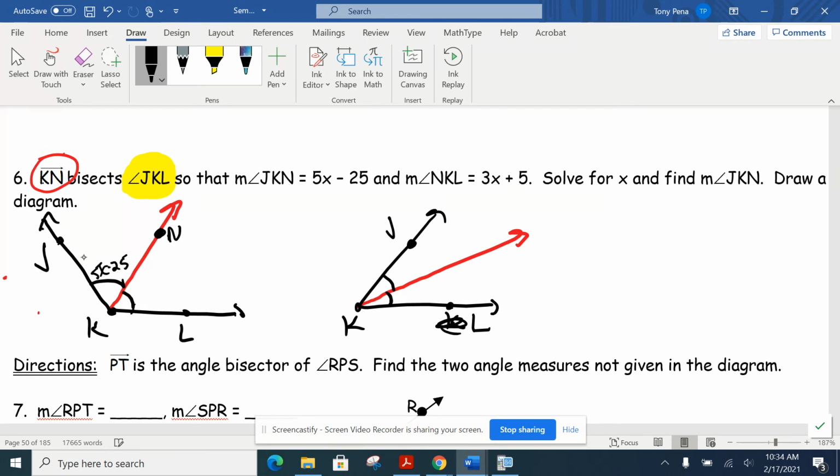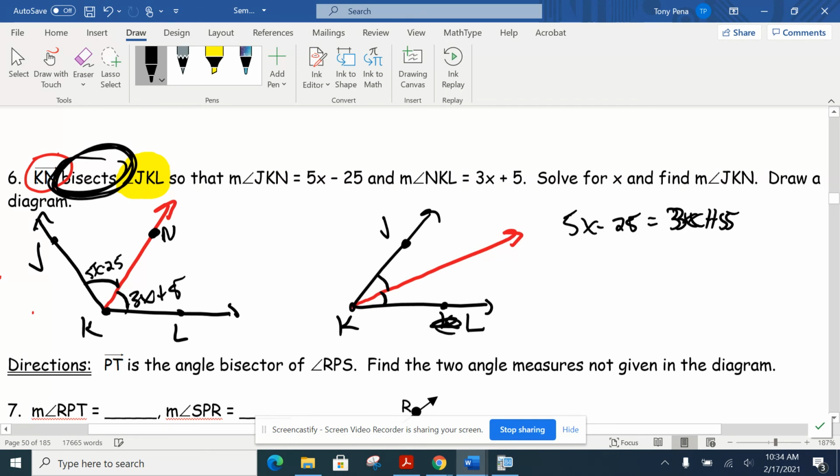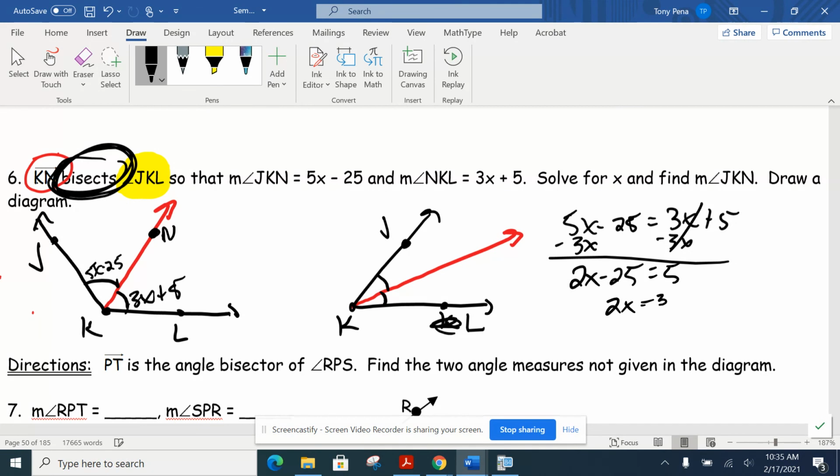And then NKL, that's 3x plus 5. Those have to be equal to each other if that big angle got bisected. Bisected means you cut it right in half. So we just take those two expressions, set them equal to each other, and then you're on your way. So subtract our 3x. All right, add your 25. And in regards to x, we get 15.